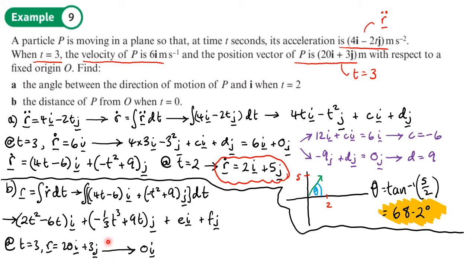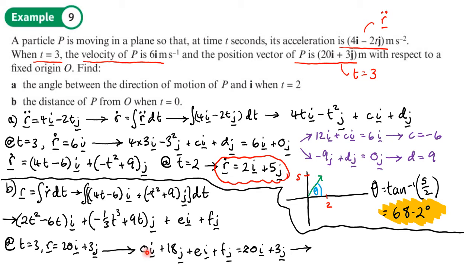Just double checking. I think I'll use a calculator for this bit. Actually, I don't think I need a calculator. So 3 cubed is 27. A third of 27 is 9, so I've got negative 9 here. So negative 9 plus 9 times 3 is 27, so negative 9 plus 27 is going to be 18. So I've got plus 18j plus ei plus fj, and that's going to equal 20i plus 3j. So I can work out what my constants are.